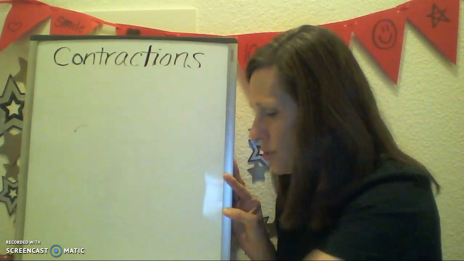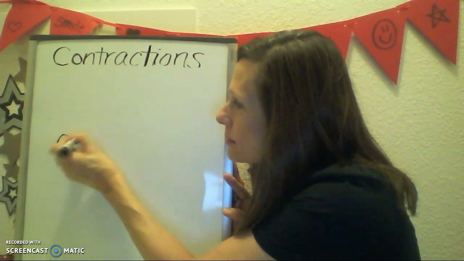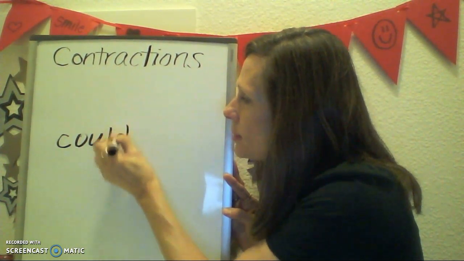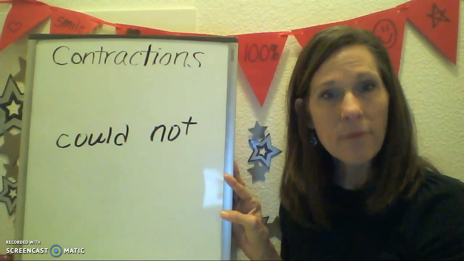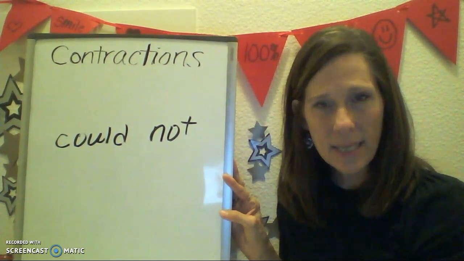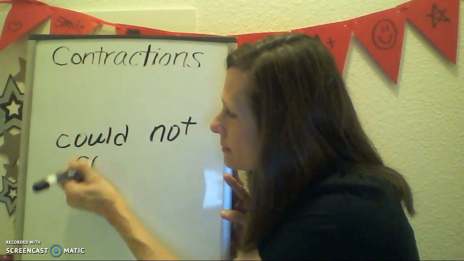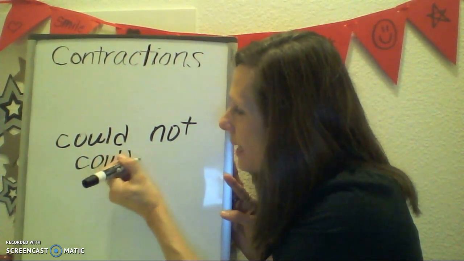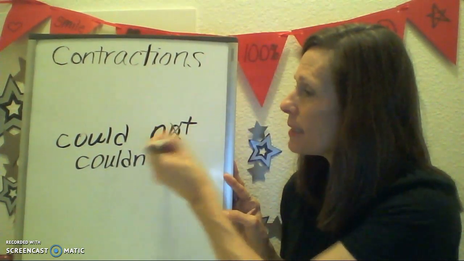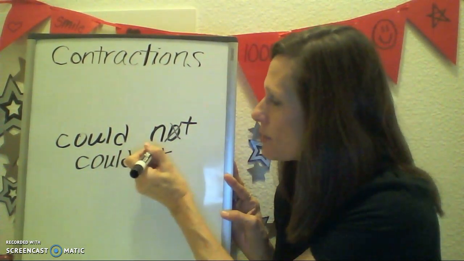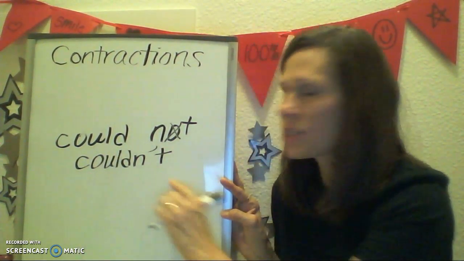All right, let's do another one. Let's do could not. I could not ride my bike without training wheels. Okay, so I'm going to take those two words and shorten them. So I'm going to take "could" and the word "not." Now for my contraction, the missing letter is O. So the apostrophe replaces the O, and now my contraction is couldn't.